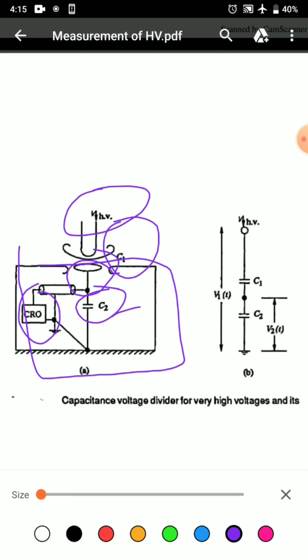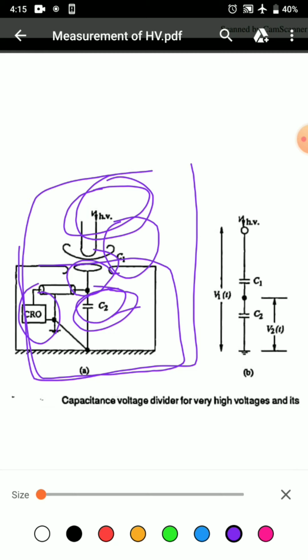The advantage of this connection is that the loading of the source is negligible, but a small disturbance in the location of C2 or the HV electrode, or the presence of any stray object nearby, changes capacitance C1 and hence the divider ratio is affected. The equivalent circuit diagram of the first circuit is shown here.